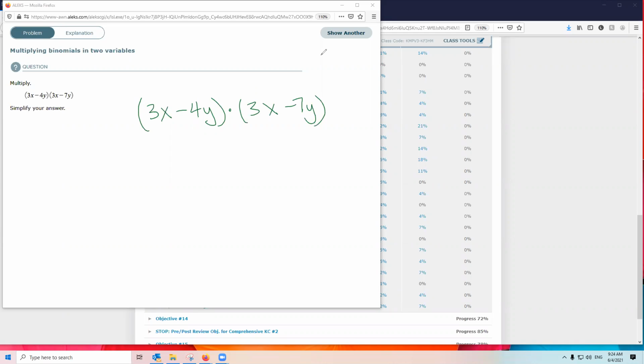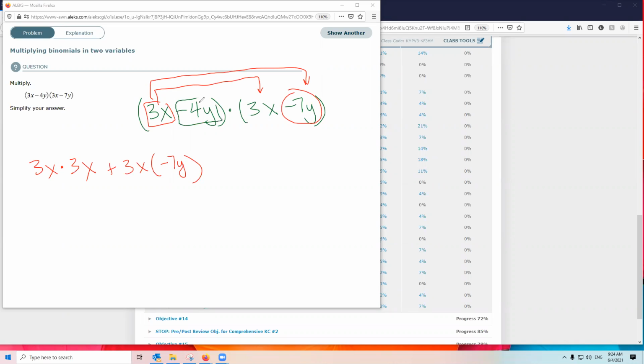So I'm going to start here in front, and I'm going to let this 3x multiply this 3x. Again, I'm going to write this all out. Then the 3x multiplies this negative 7y. All right, let me come to this back expression. I'm going to think of this as a negative 4y. The negative 4y is going to multiply 3x, and then the negative 4y is going to multiply negative 7y.